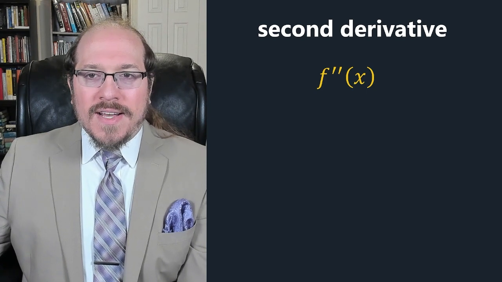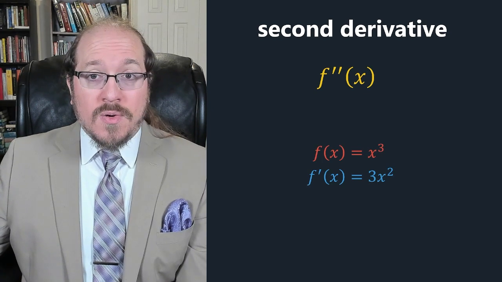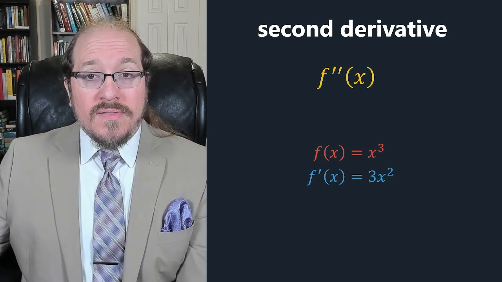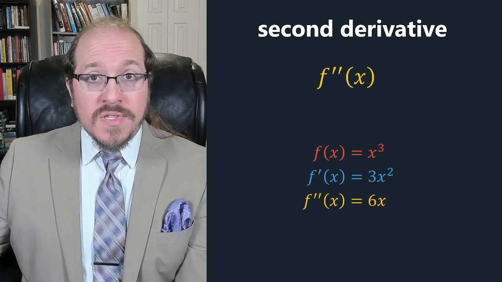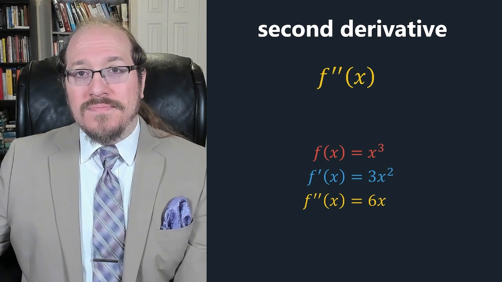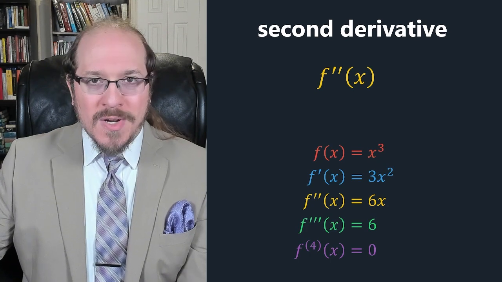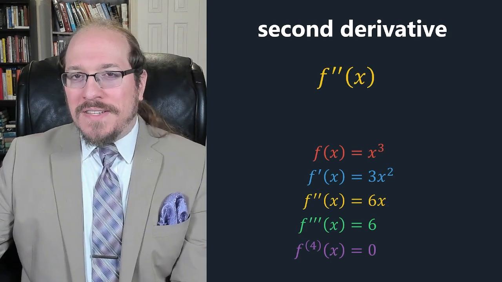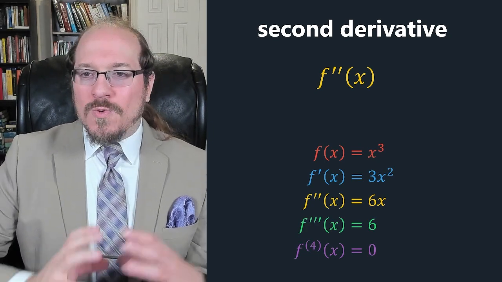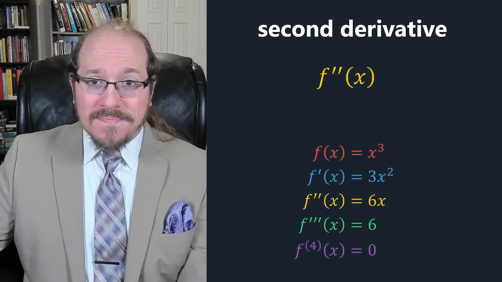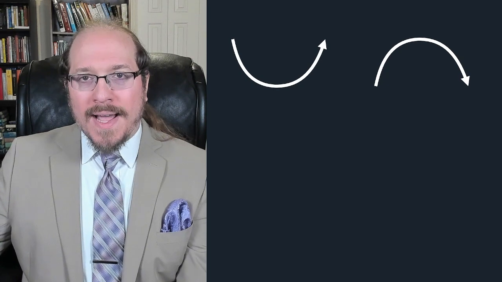For example, say f of x equals x cubed, whose derivative f prime of x is 3x squared. Then the second derivative, which we write as f double prime of x, is the derivative of 3x squared, which is 6x. As you can imagine, we can keep going, taking a third derivative, a fourth derivative, and so on. Notice, by the way, that once we get to the fourth derivative, we kind of get sick of writing all those little prime symbols, so we just write which derivative we're taking in parentheses up top.